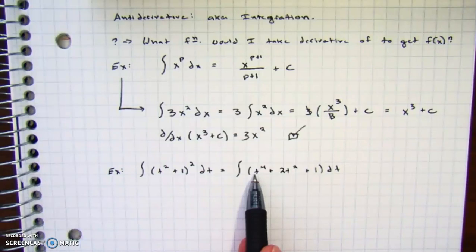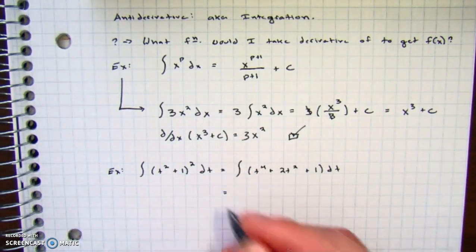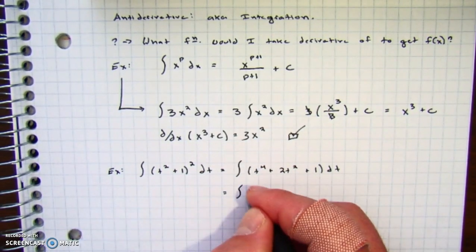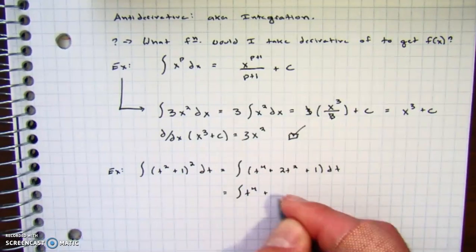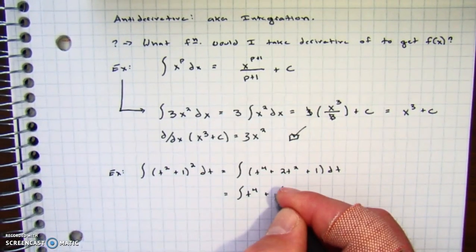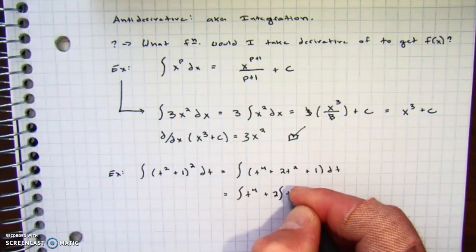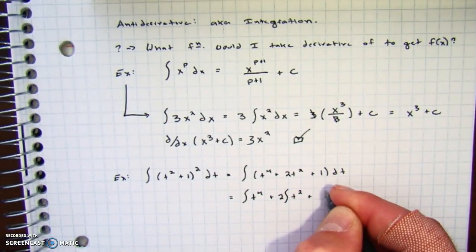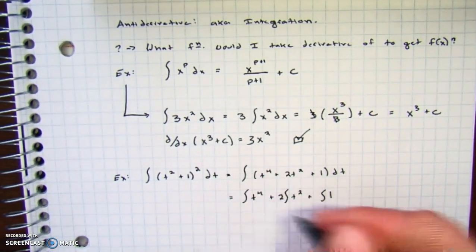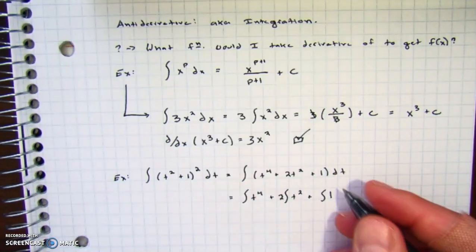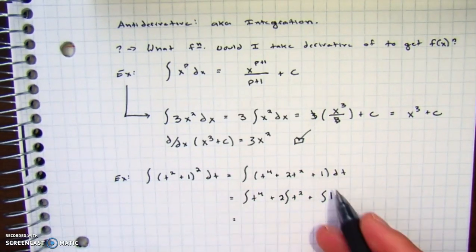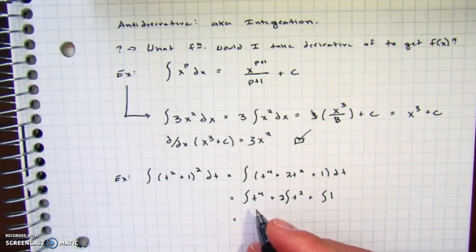See, now I can take this integral fairly easy, because it's going to be the integral of t to the fourth plus the integral, now this 2 comes out front, t squared plus the integral of 1, and then all of these are dt. All right, so keep that in mind.